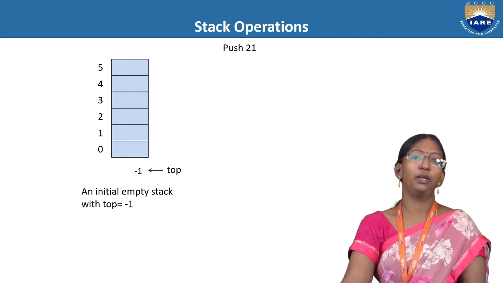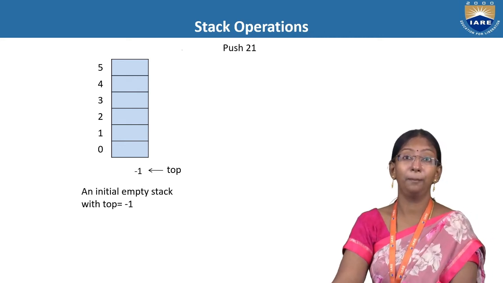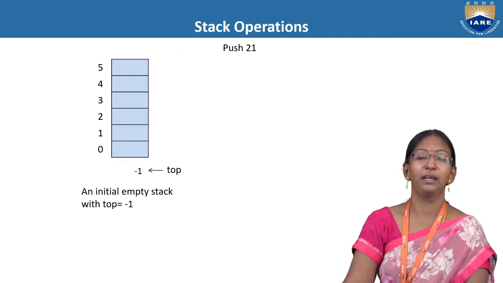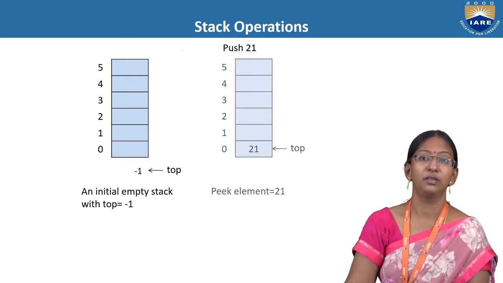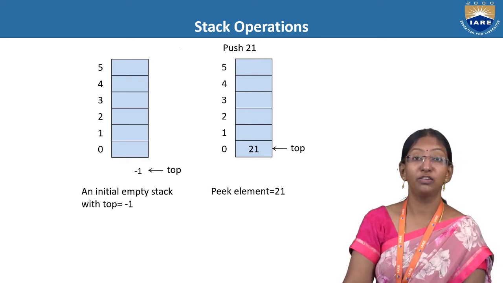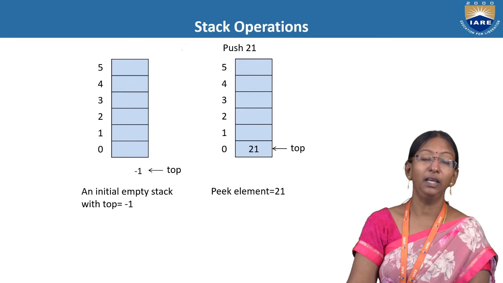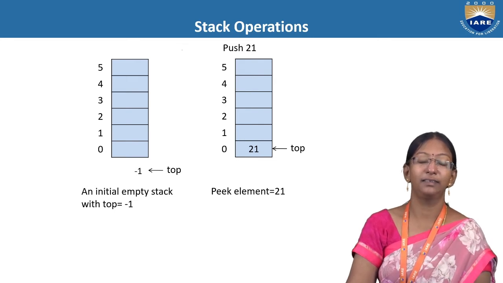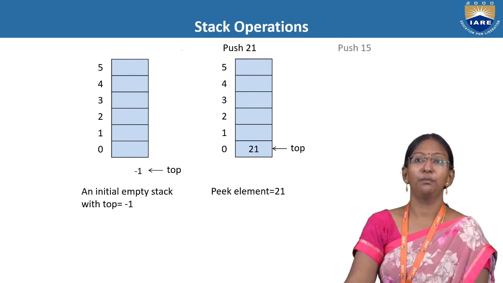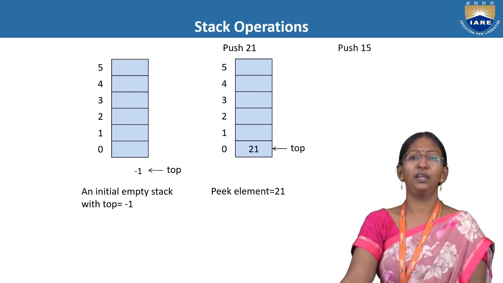Now push 21 into it. Where will it come? It will be pushed to the bottom and placed at index value 0. Index value 0 and top. What is the job of top? To point to the latest inserted element, right? So it is pointing to 21. So what is the peek element in this one? 21.